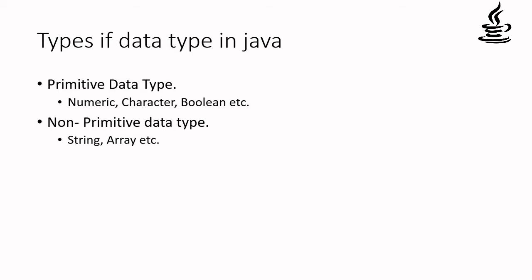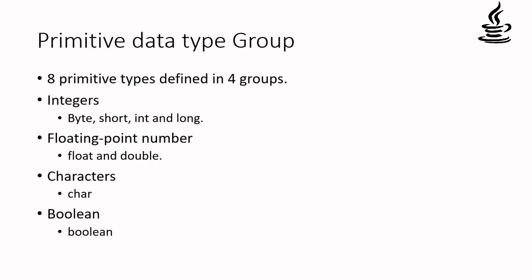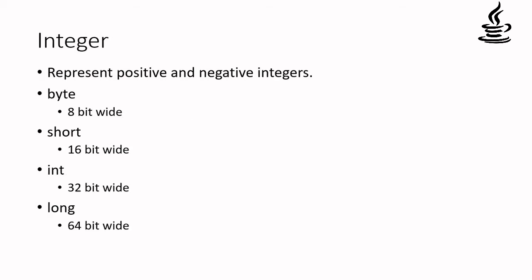So the primitive data types are further divided into four groups, namely integer type, floating point numbers, characters and Boolean. Let's explore them one by one in detail. The first primitive data type we are going to study is the integer data type. The integer data type is basically used to represent positive and negative integers, and they are further divided into four different kinds, namely byte, short, int and long.